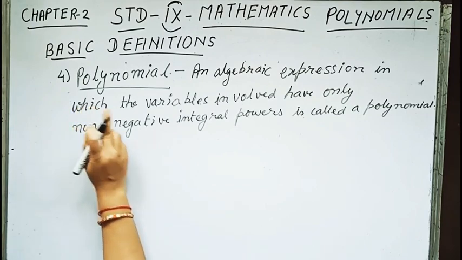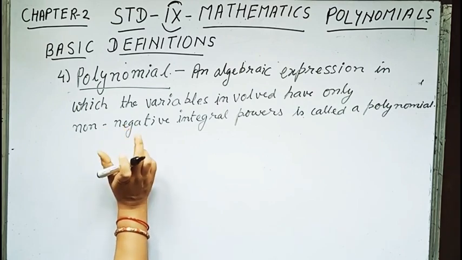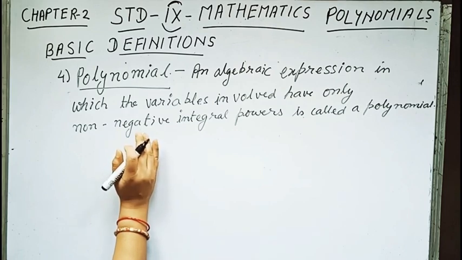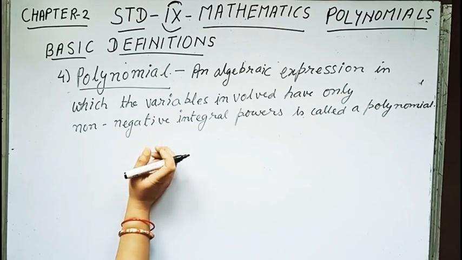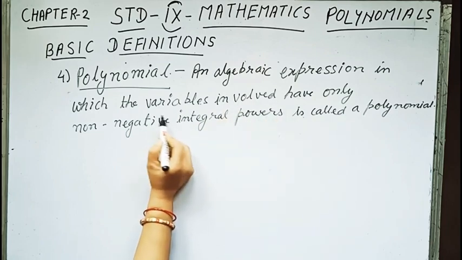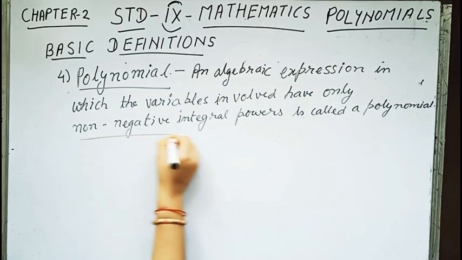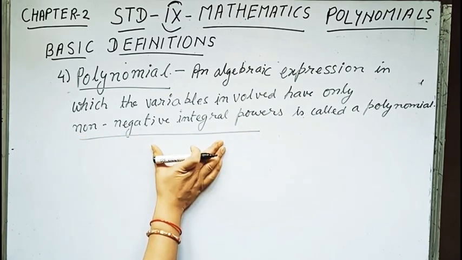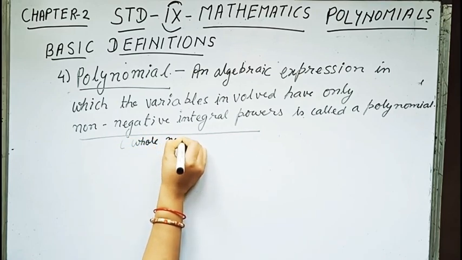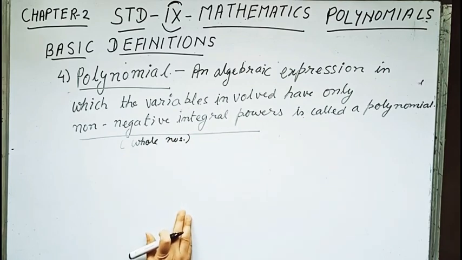Now, let us know the definition of polynomials. As I said in the last explanation, a polynomial is an algebraic expression. So obviously it is a type of an algebraic expression. So what type of algebraic expression, let us know. An algebraic expression in which the variables involved have only non-negative integral powers, we can also say whole numbers, that is, the powers are whole numbers, is called a polynomial.